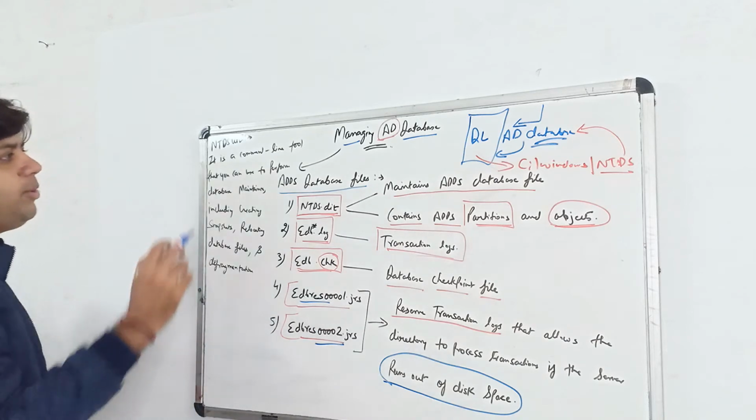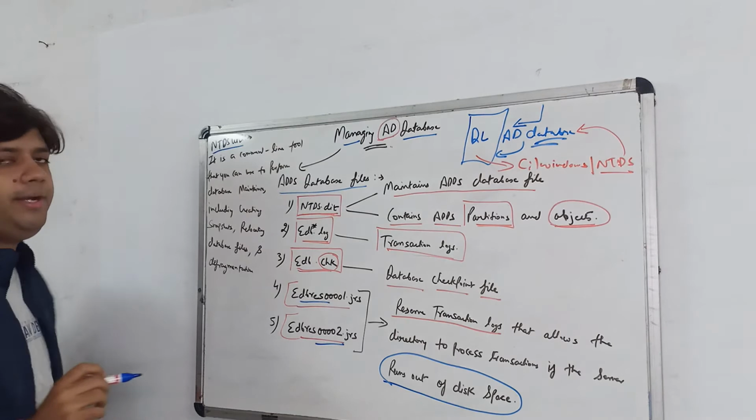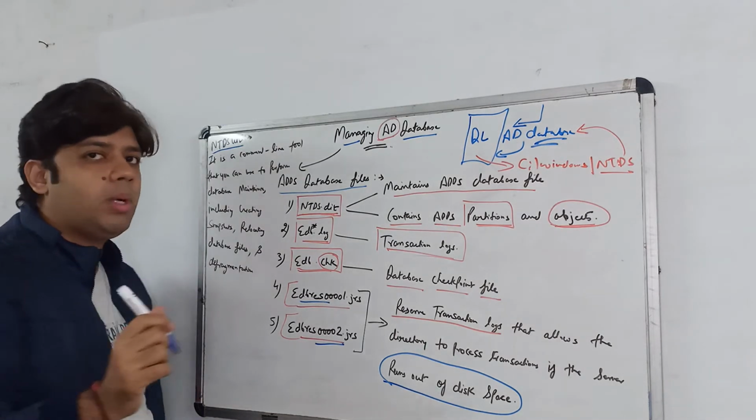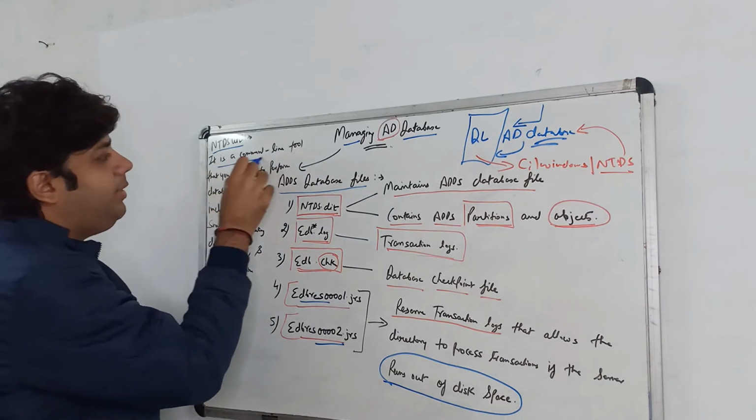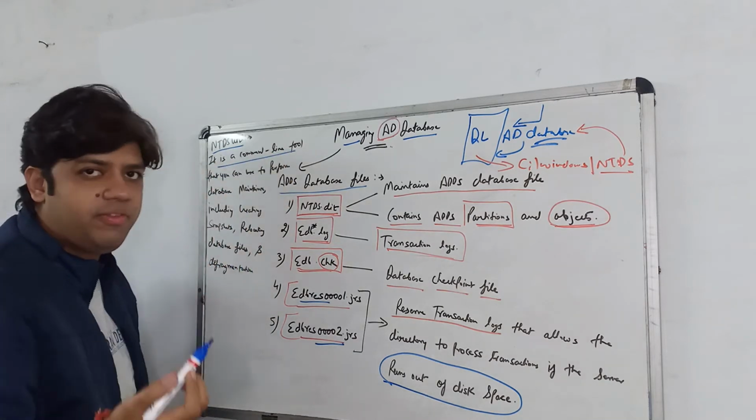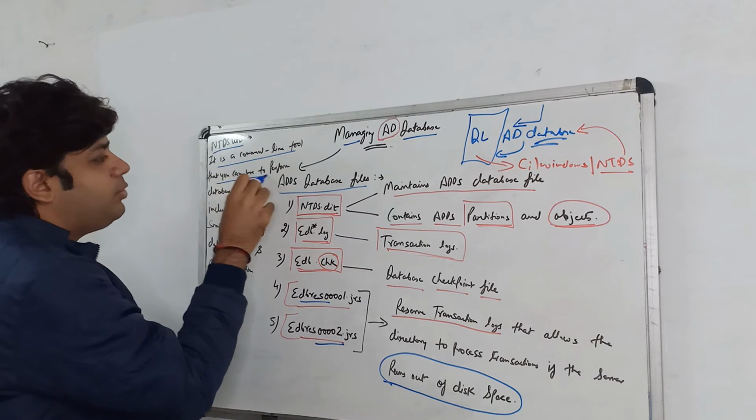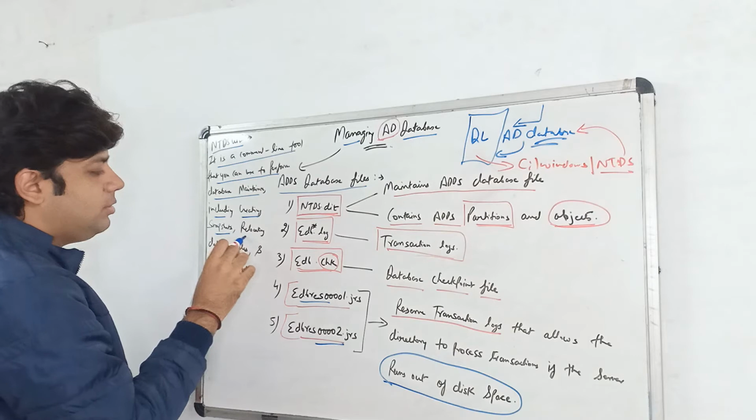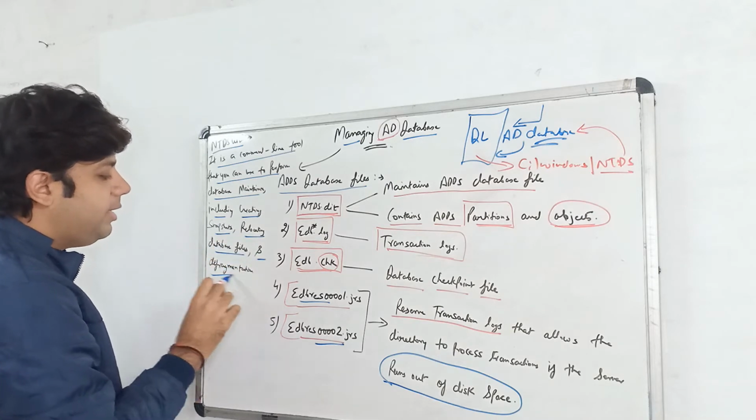Now next we need to understand NTDSUtil. It's a command line tool. Remember this: NTDSUtil is a command line tool, an executable file, that you can use to perform database maintenance, including creating snapshots, reallocating database files, and defragmentation.